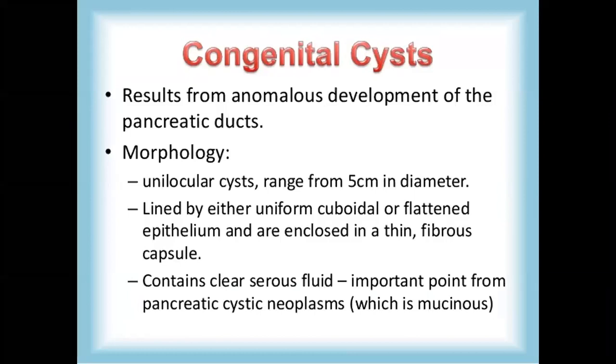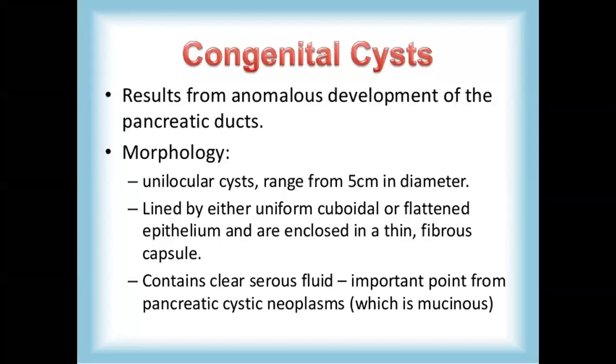Usually we come across cysts as a complication of acute pancreatitis, like the pseudopancreatic cyst and things like that, but these are the congenital cysts. How do they form? They result from the anomalous development of the pancreatic ducts. Morphologically, they are unilocular cysts ranging up to 5 centimeters in diameter, lined by uniform cuboidal or flattened epithelium, and are enclosed in a thin fibrous capsule.